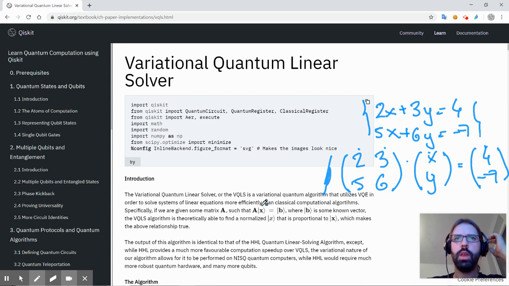Now the thing is, this x in here is going to be normalized because that's what quantum computing does, so I guess it's going to be something proportional, so it's not going to be directly x and y, right? Okay.